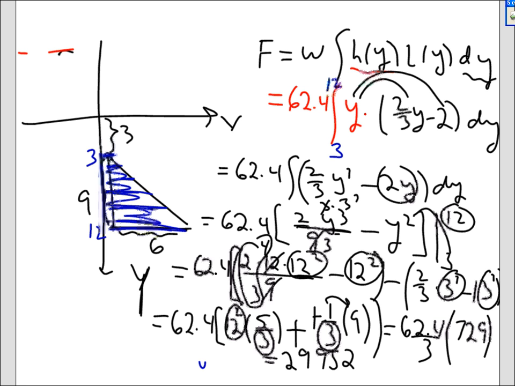How you calculate, how you do your arithmetic, that's up to you. I'm not going to tell you how to do arithmetic, but I'll show you how to find h of y and L of y and how to integrate. Okay, that finishes the section on pressure, fluid pressure. Study hard.